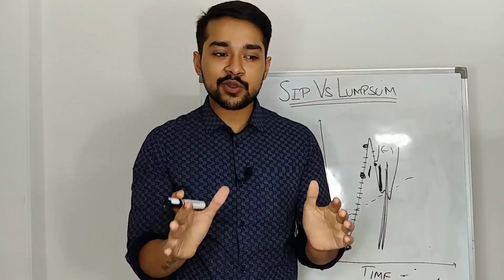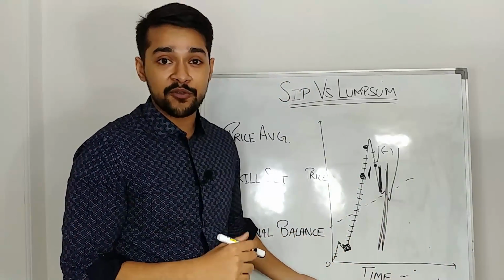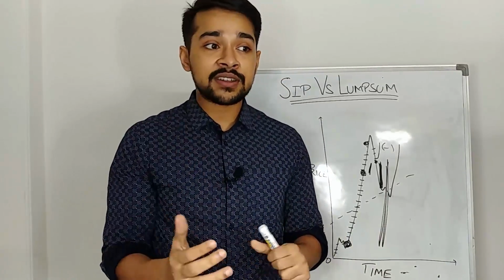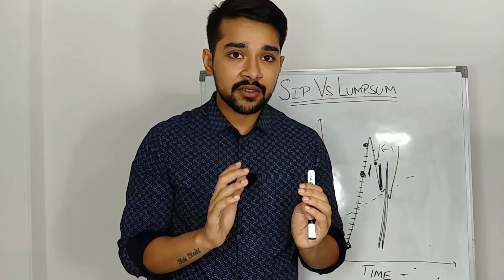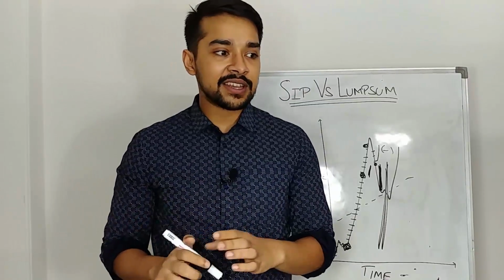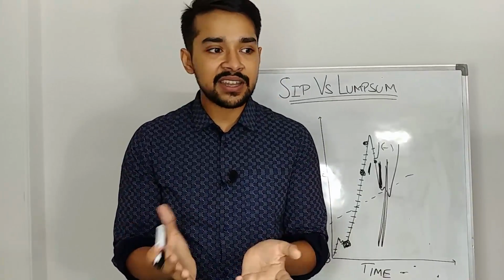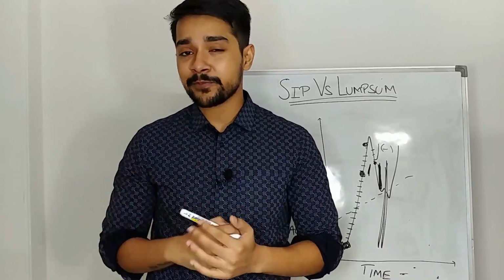In SIP, you can only earn in the long term. As you can see, this equation of price averaging will only work in the longer run. And when I say longer run, I mean a minimum of 3 to 5 years for decent returns. Whereas in lump sum, you can get returns in both the short term and the long term, right? You can get returns in any time frame.